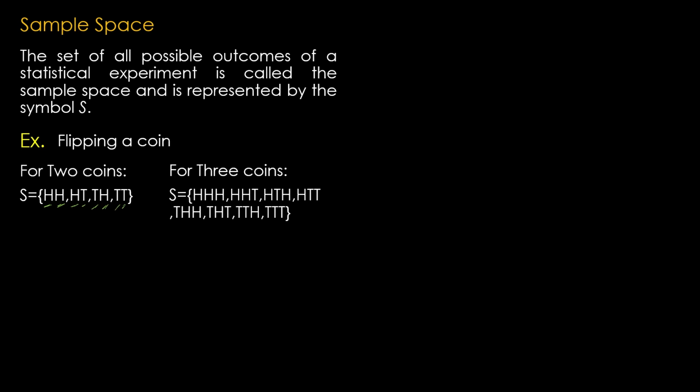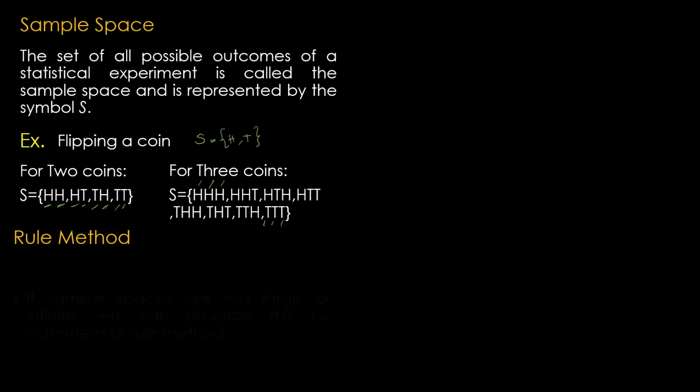It's either in your first flip you have head, second flip another head, third flip head, and so on and so forth, till such time tail. Do you get it? All of the possible outcomes is called your sample space.